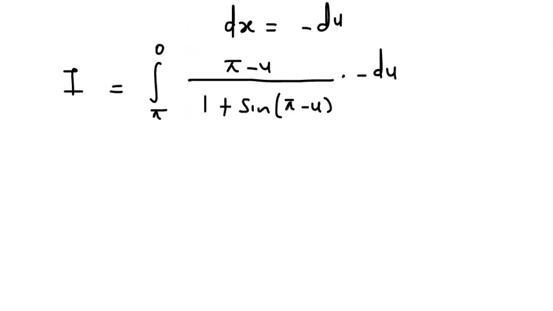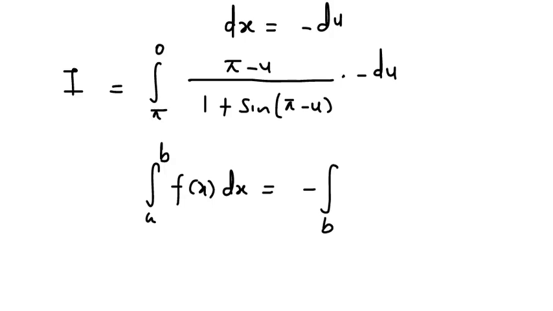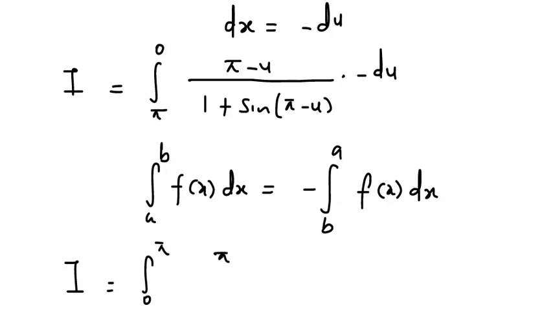Now there is a nice property we're going to take note of here. We know that the integral from a to b of f of x dx is equal to the negative, then we switch the limits from b to a, of the same function of x dx, right? So using this property now, our I is going to be the integral from 0 to pi now, right? So we're going to have here pi minus u, then divided by 1 plus, we know that the sine of that angle is the sine of u, right? And then we have our du, no negative sign again, right?